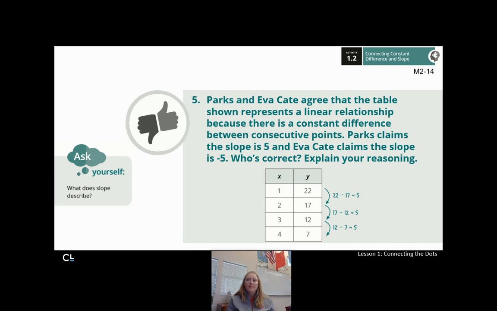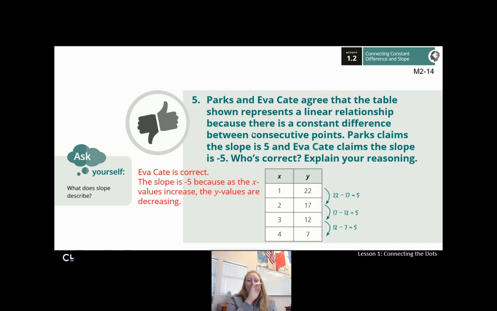Well, guess what, guys? I noticed that as x was increasing, y was decreasing. My y values were going down, not up. So you know what that means? It means Eva Cate was correct. Yeah, the slope is -5 because as our x values were increasing, the y values were decreasing, guys.